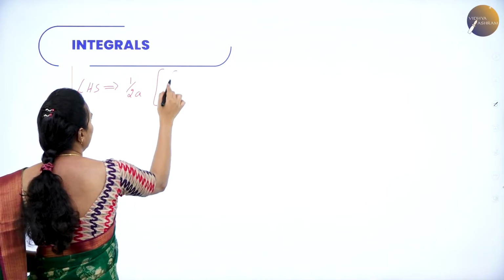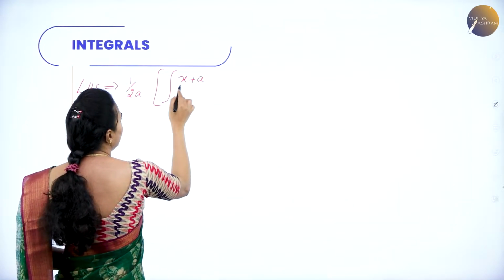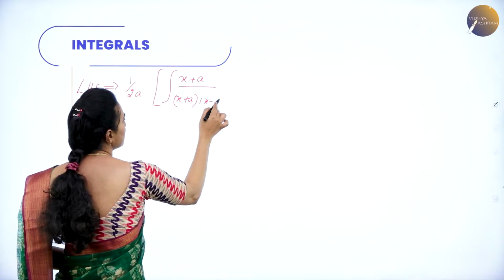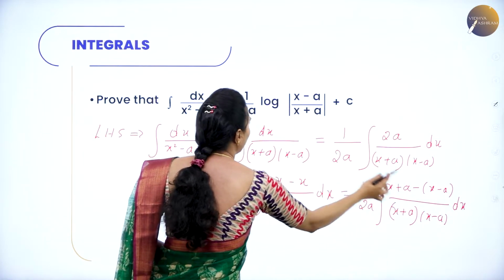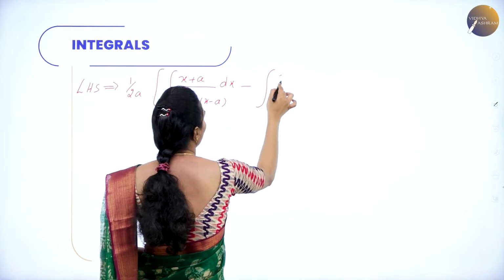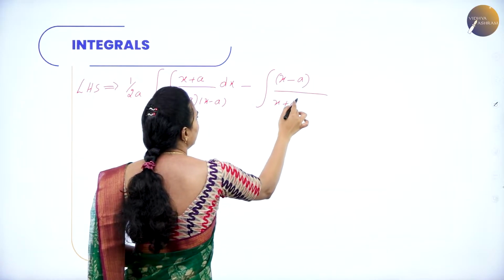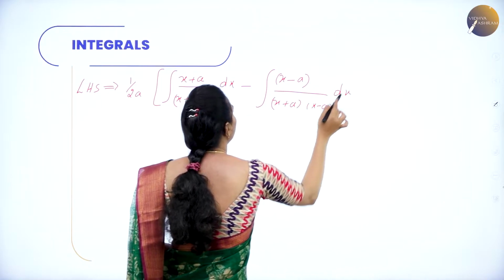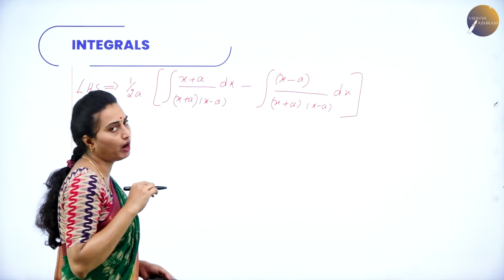Integral of the first term is x plus a divided by the denominator, which is x plus a into x minus a, into dx. Again, minus is there, so I am writing the minus symbol: integral of x minus a divided by x plus a into x minus a, into dx. And close the bracket since you are multiplying 1 by 2a outside.